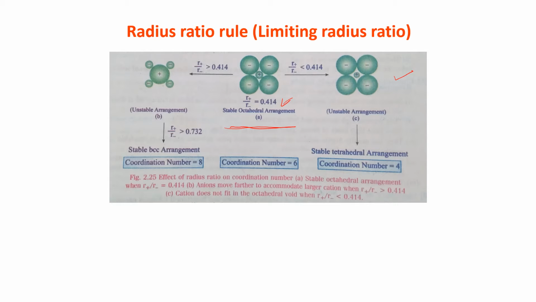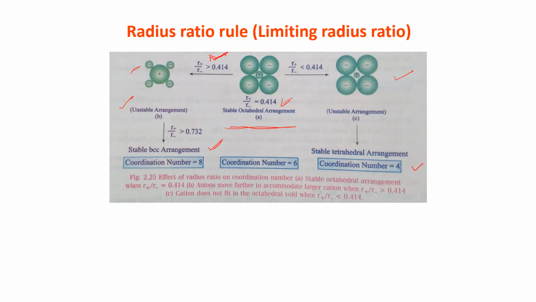So in that case, what will happen? It will lead to a stable tetrahedral arrangement, that is coordination number 4, with a value of 0.225. Now come to the left hand side. If R plus by R minus is greater than 0.414, that means it is more than the octahedral void, then, as I told you, there is a range. So the cation size is increasing. Now if the cation size is increasing, it also becomes an unstable arrangement, which leads to a stable BCC arrangement, body centered cubic, whose coordination number is 8.